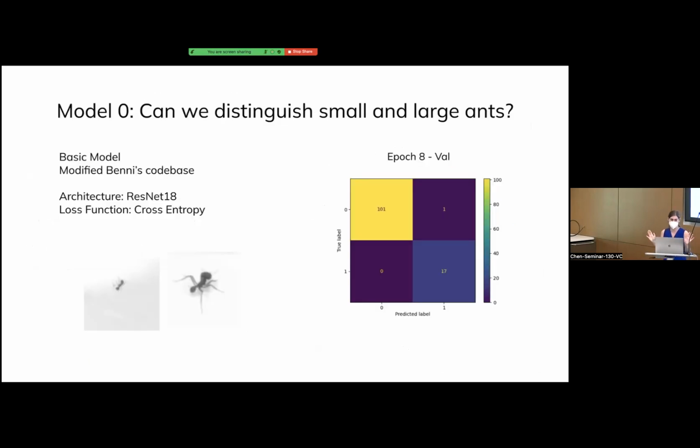Okay, so the first model I did, before I even got into these 5 classes, I wanted to see, can we even separate the large and the small ants? And we can, which is good. And the model I'm using, and this is just here to test out the model architecture, I used Benny's code base and just kept it as a ResNet 18, and the loss function is cross entropy. And this was just after 8 epochs, and I just stopped it. And this is the val set where all but one, it classifies correctly from the large to the small. So I was like, okay, this is fine. Let's move on to the larger classification model.